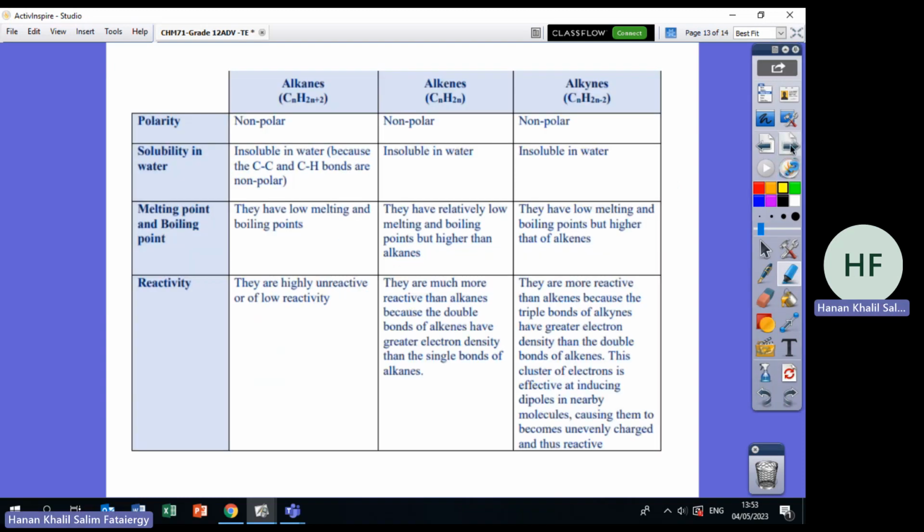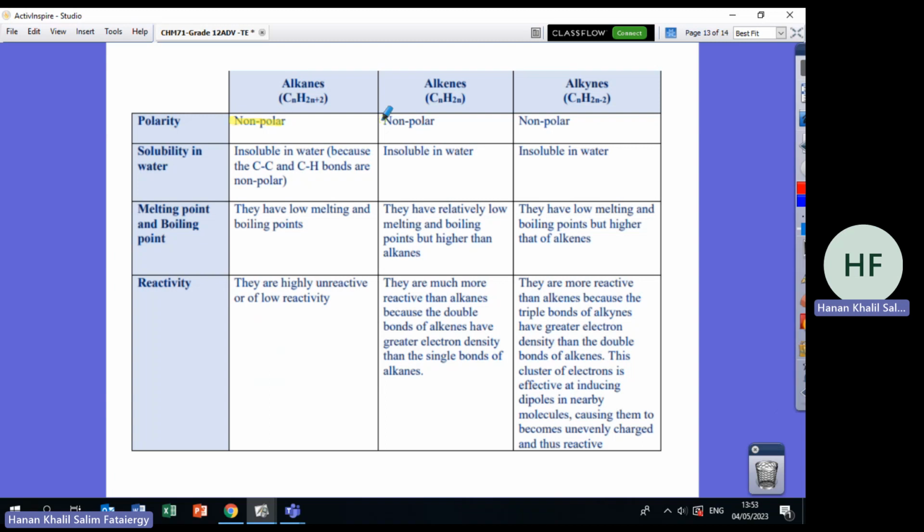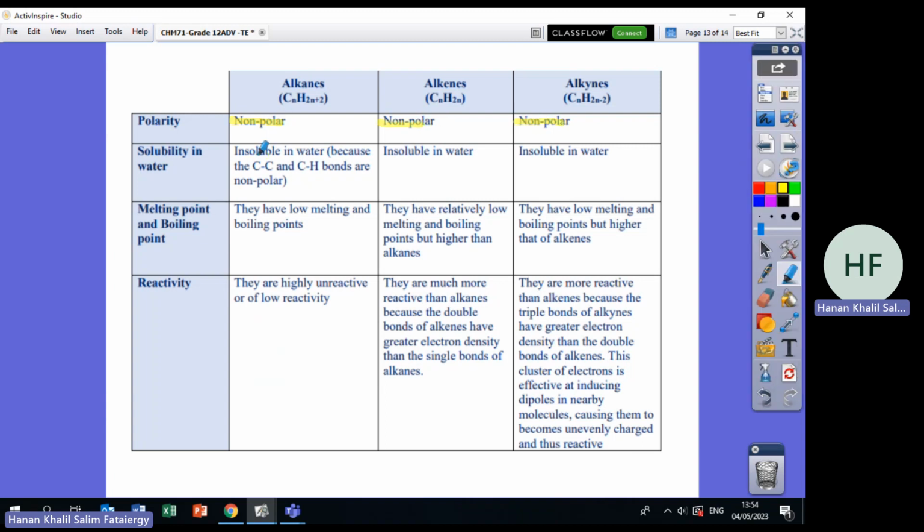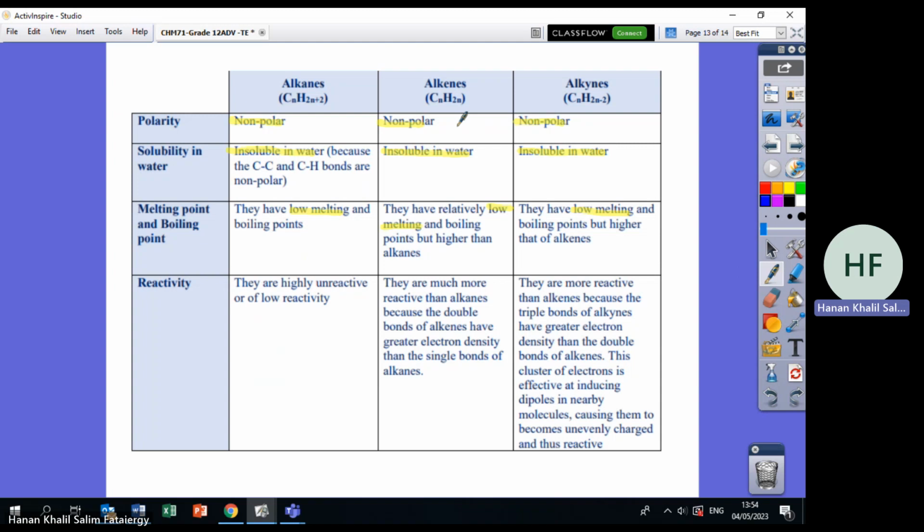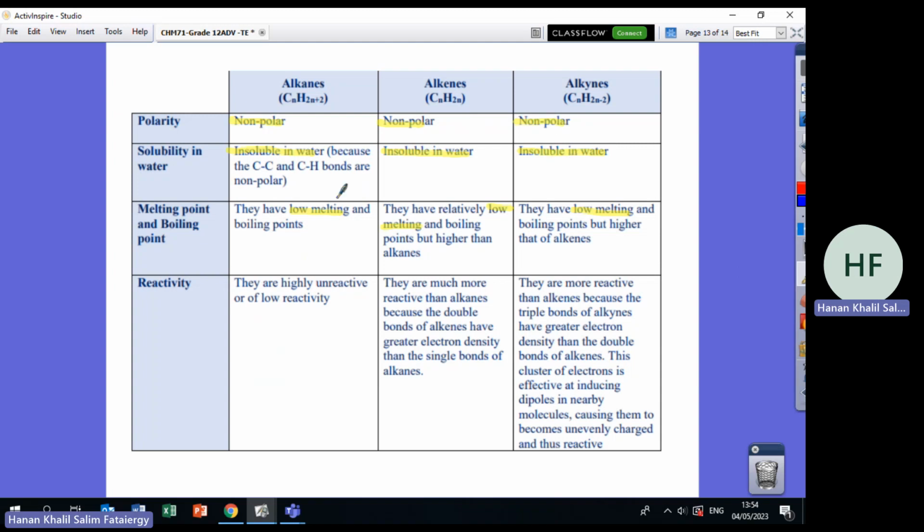And now we will do the properties. Some properties are common for all of them. For example, alkanes are non-polar, alkenes also non-polar, alkynes are non-polar. Insoluble in water, insoluble in water, insoluble in water. They have low melting points. All of them are non-polar, all of them are insoluble. All of them have low melting points, but alkanes have the lowest, alkenes slightly more than alkanes, and alkynes slightly more than alkenes.